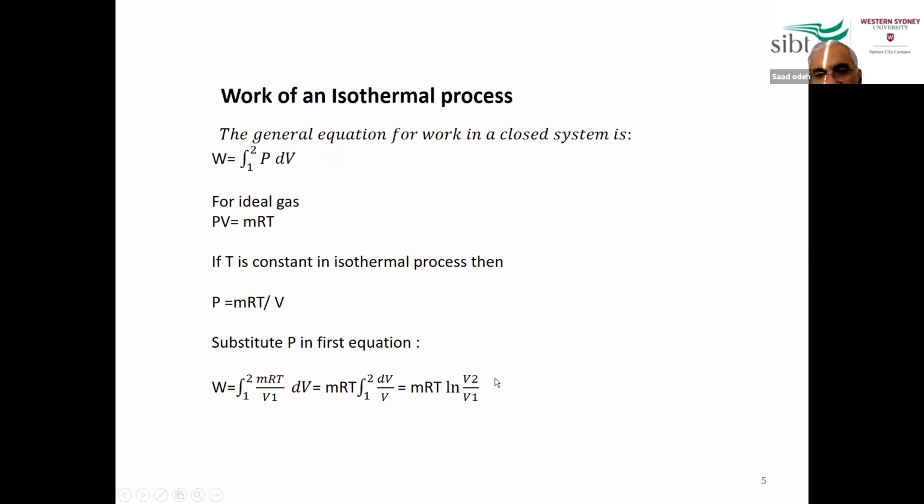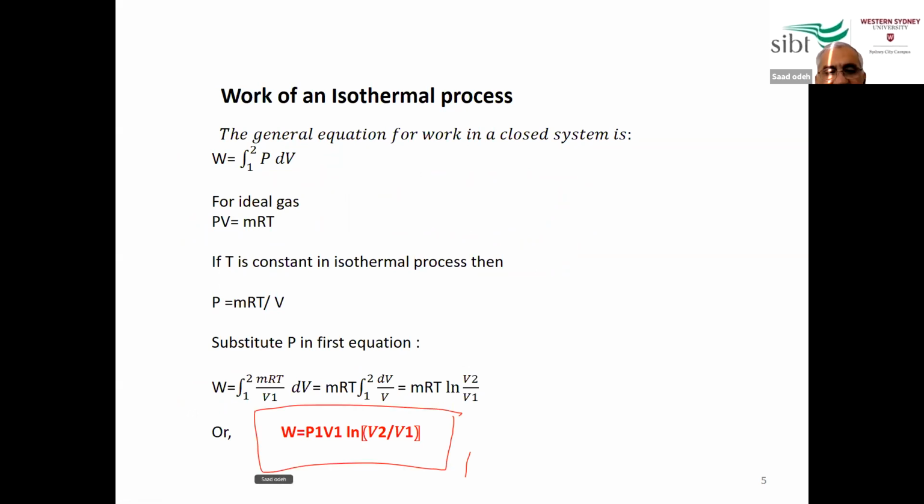I know that it seems a bit complicated, but we will have a question very soon and we'll clarify everything. So this is the final equation for the isothermal process. This is the way you find the work for an isothermal process. So either you say mRT ln V2 by V1, or, rather than mRT, you say P1 V1, because mRT is equal to PV. So you can say P1 V1 ln V2 by V1.